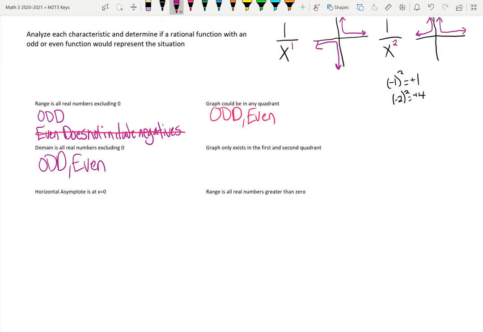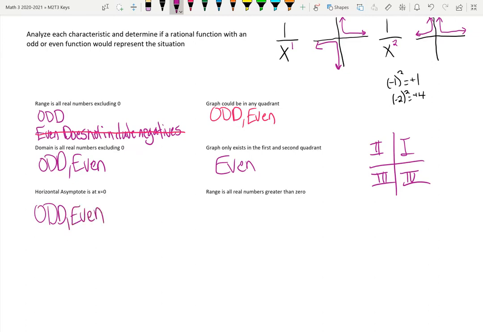The graph only exists in the first and second quadrant. This is going to be even. And FYI, it goes 1, 2, 3, and 4. A horizontal asymptote at y equals 0, well, both of them can be odd or even. And then finally, the range is all real numbers greater than 0, aka no negatives, and this is only going to be even.